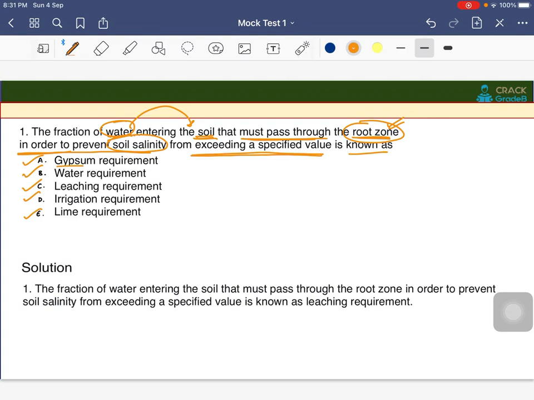We are not at all talking about gypsum here. Therefore, this option rules out. If it is the water requirement, we can directly tell that this is the water required for the growth of the plant. Okay, let's keep this. And irrigation requirement, we are not telling that, yes, it is water needed for the growth of the plant as irrigation. No, we are not talking about that. And lime, we are not talking about the requirement of lime, okay? Here the main source is water and the objective is to prevent salinity from exceeding a specified value. Therefore, the answer will be leaching requirement, okay? That's the fraction of the water entering the soil that must pass through the root zone, in order to prevent soil salinity, is called your leaching requirement, okay?